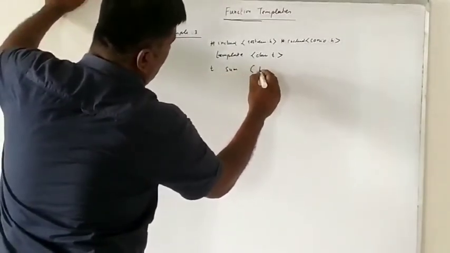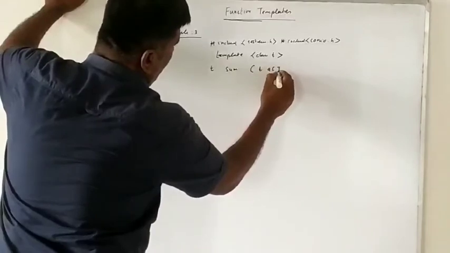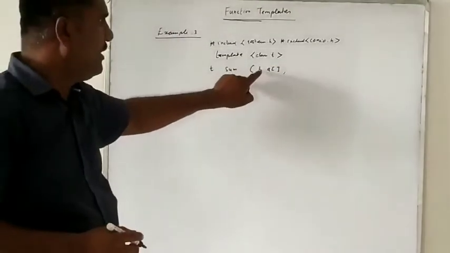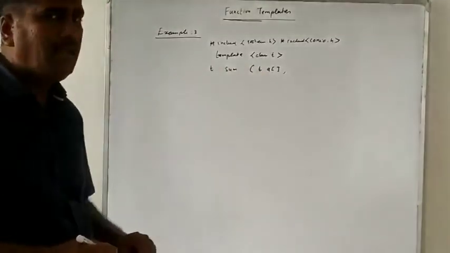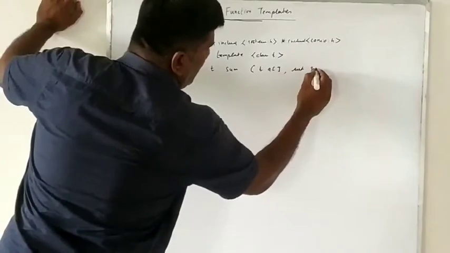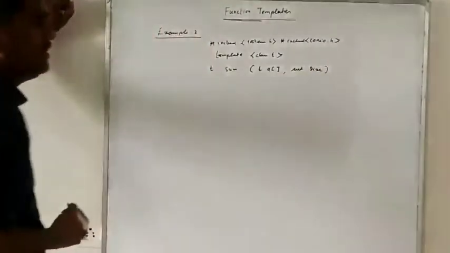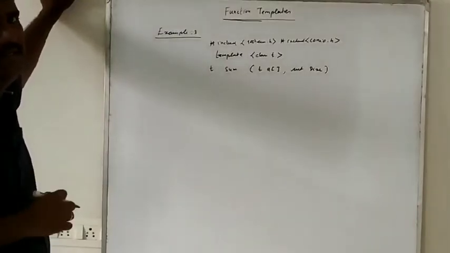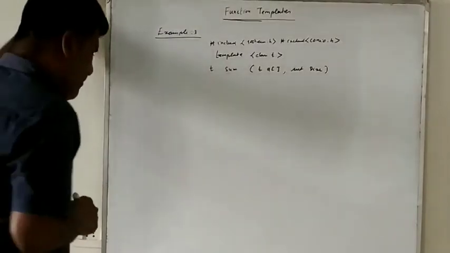Then you pass a T array type. This array may be an integer array or a float array. Then another parameter is an integer size. Size is nothing but the size of the array.